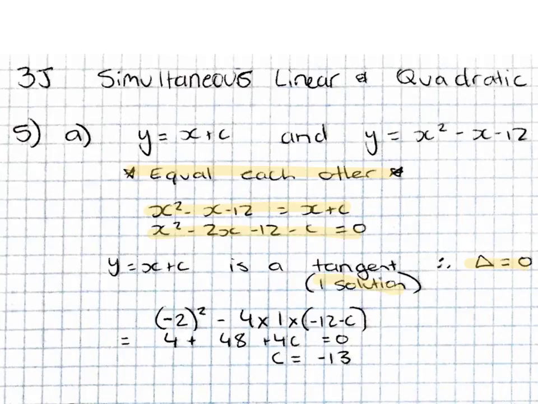And within that discriminant, everything is normal apart from the c value, which is actually minus 12 minus c. They are both constants, so that's what's happening there. And we rearrange and we get that c equals negative 13.